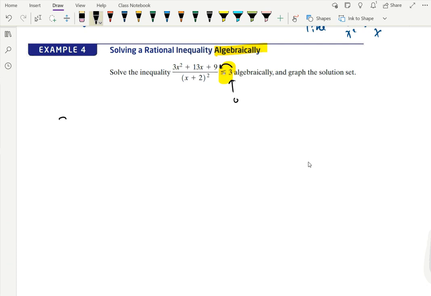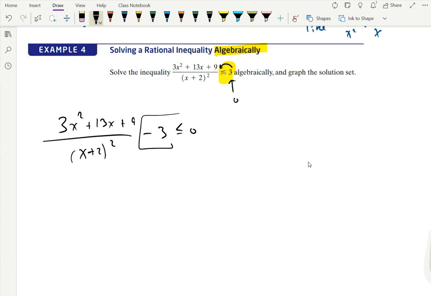So that's going to be 3x squared plus 13x plus 9 all over x plus 2 quantity squared, minus 3, is less than or equal to 0. Now, when we've done these before, we've only had this piece here. We did not have this extra constant out here. So that constant we really have to absorb back into the rest of this fraction and then go from there.